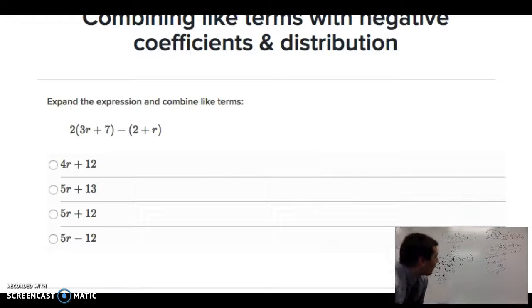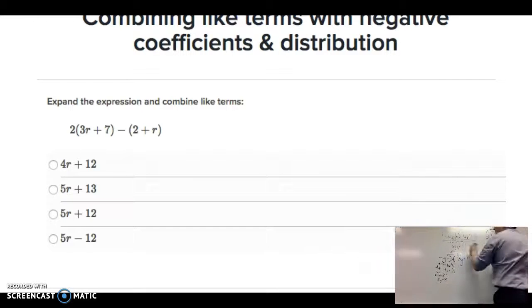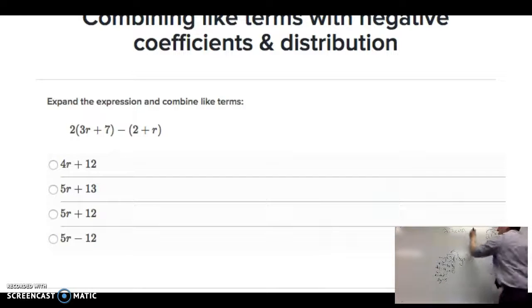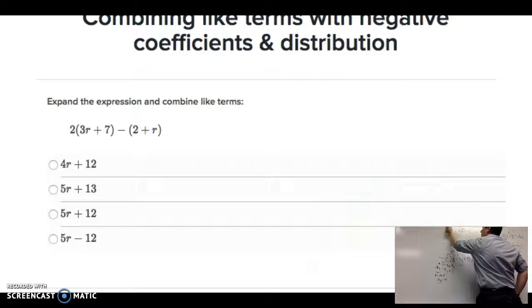All right. I lied. This will be our last one. I'm going to have to erase. Let's erase this work up here. And we have 2 times the quantity 3r plus 7 minus the quantity 2 plus r. So really there's a hidden 1 right here, right? Because 3 in parentheses is the same thing as 1 times 3. So 2 plus r is the same thing as 1 times 2 plus r. But let's distribute. 2 times 3r, 2 times 3 is 6r, 2 times 7 is 14.